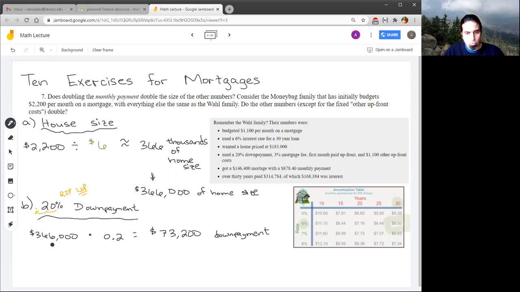So how much will their actual mortgage be? We'll take the 366,000, take away the down payment, and that's how much they'll need for their loan: $292,800.